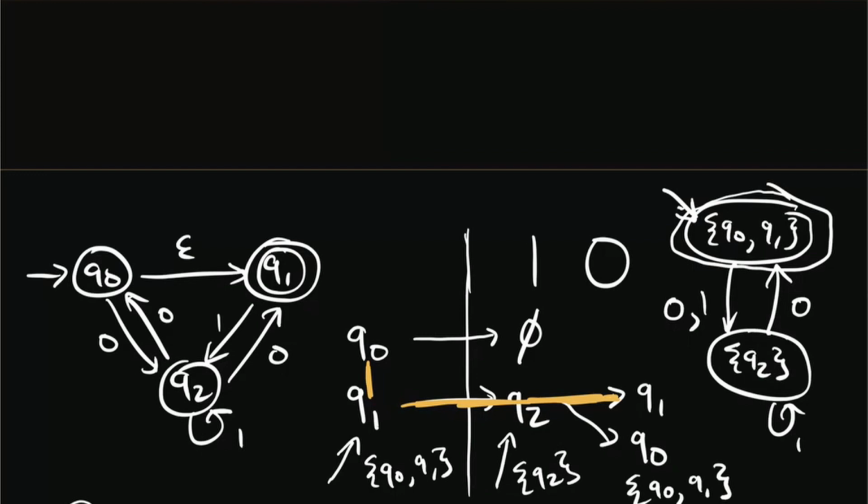Okay, well, how many subsets of 3 states are there? If I have 3 states, how many subsets are possible? 8. I only have 2 states here. What happened to the other 6?